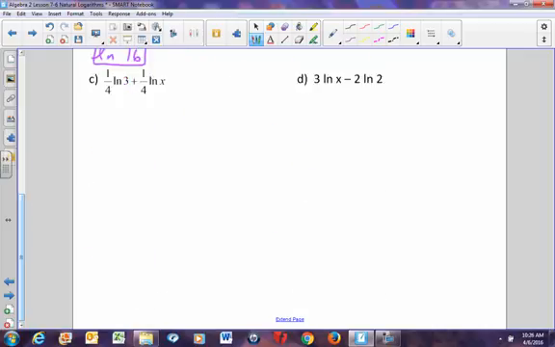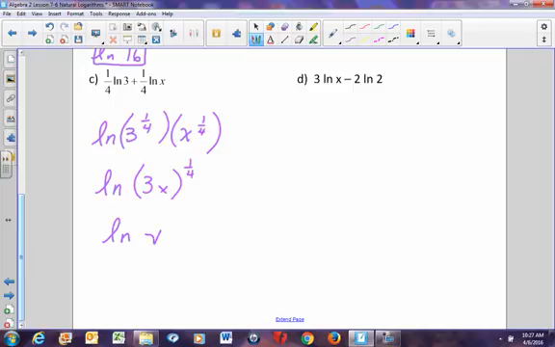So if I have 1/4 natural log 3 plus 1/4 natural log of x, that becomes the natural log of 3 to the 1/4 times x to the 1/4. Because they're added, it means multiplication. So that could be written as the natural log of 3x all to the 1/4 power if I wanted to, which is the natural log of the 4th root of 3x. Which they actually use it this way. They put it in radical form versus exponential form.